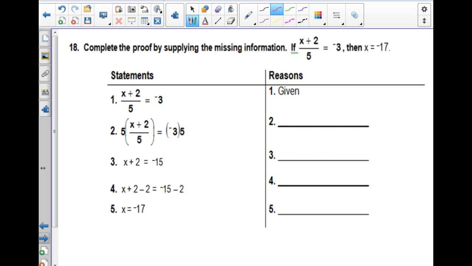Okay, now we've got an algebraic proof. I'm going to describe to you the difference between this one and the one after it. First of all, the first part is the if, and that has been given. So you jot down what's been given. Now, right here, they're showing that they are multiplying both sides by 5. That's multiplication property.